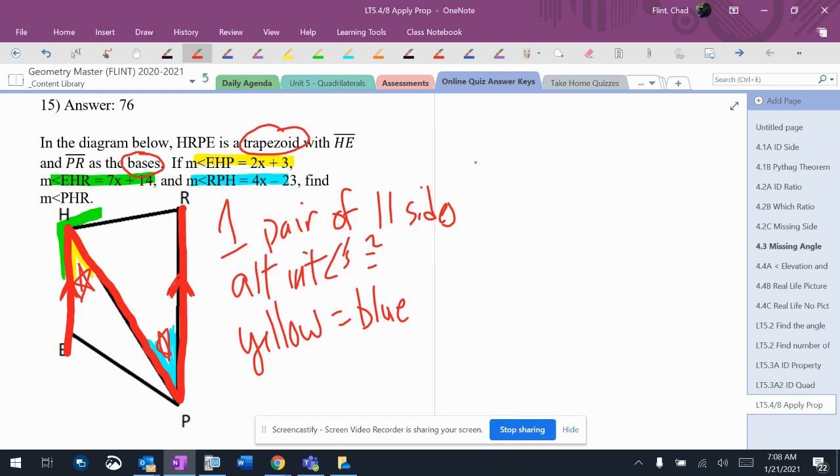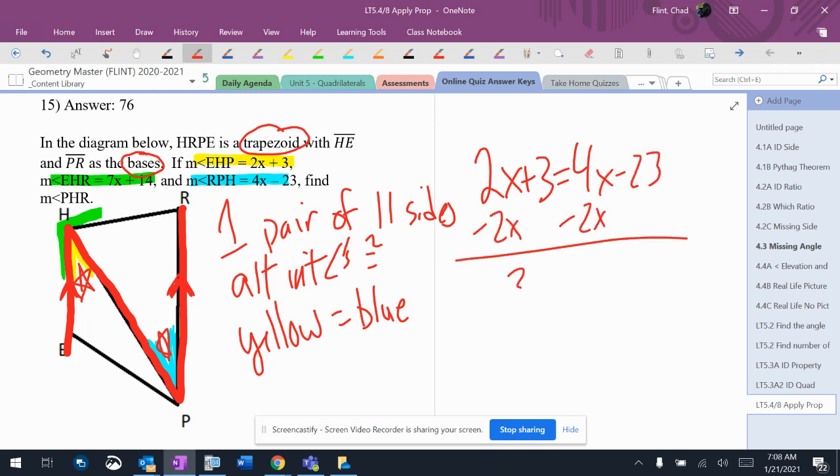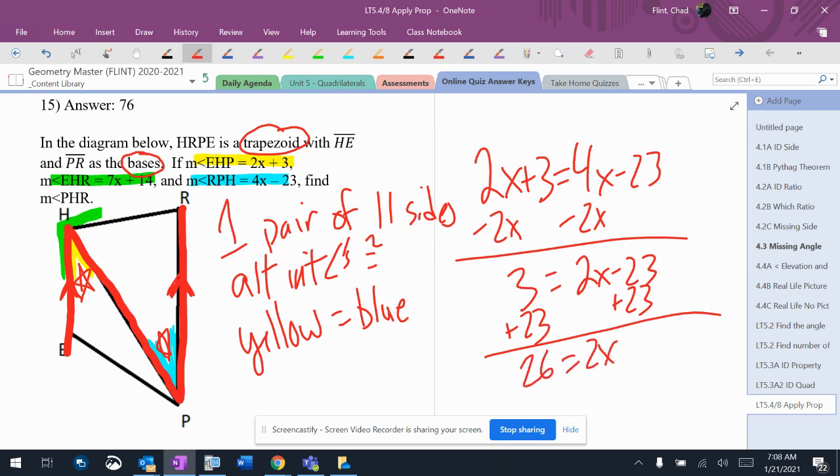So let's set that up. 2x plus 3 equals 4x minus 23. And then I will solve that. I get 13. Okay, now what do I do with that 13?